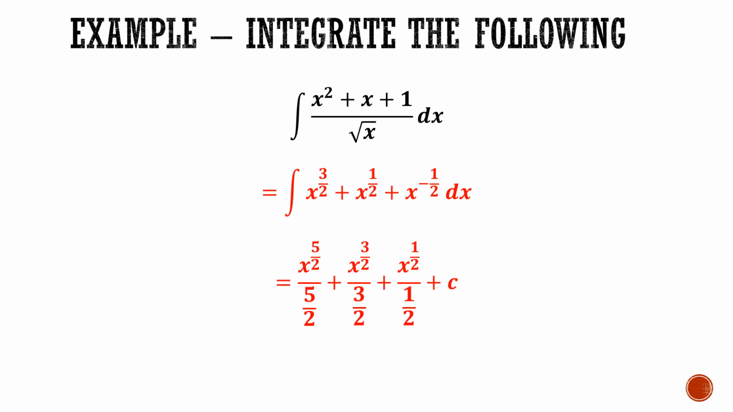Now using my power rule, I'm going to add 1 to all of those exponents and divide by the new exponent. So I get x to the 5 halves over 5 halves plus x to the 3 halves over 3 halves plus x to the 1 half over 1 half plus c. And then keep flipping it to make it look better. I'm going to end up with 2/5 x to the 5 halves plus 2/3 x to the 3 halves plus 2 x to the 1 half plus c.